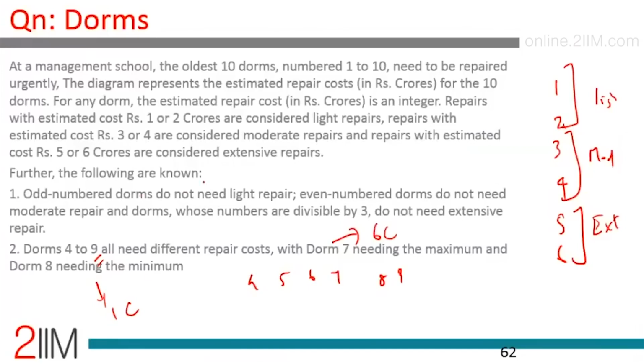Now, odd numbered DOMs do not need light repair. Even numbered DOMs do not need moderate repair. These do-not constraints, it's very useful to flip them and make them as positive constraints. What do I mean by that? Odd numbered DOMs do not need light repair. What does this tell us? This tells us all light repaired are all even numbered. Only odd number or even number, nothing else possible. So all light repaired should be even numbers. And the second constraint, even numbered DOMs do not need moderate repair. I mean, all moderate repair should be odd numbers, odd numbered DOMs. I'm just flipping the constraint to deal with the positive thing, not with the negative thing.